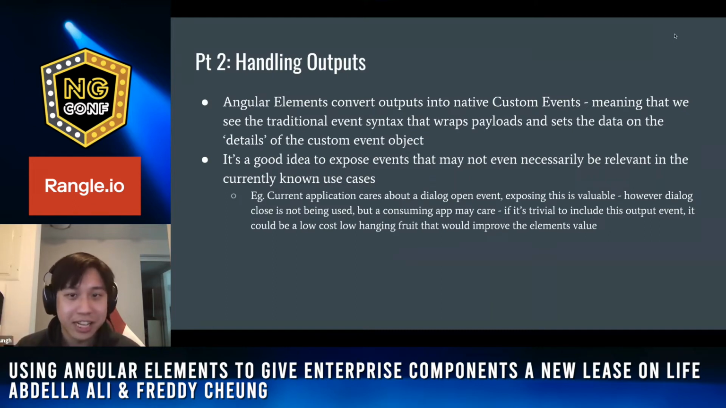It's also a good idea to expose events that may not be mandatory, or better said, may not be relevant in a normal use case. For instance, exposing a dialog open event is valuable and it's the normal use case scenario you can think of. However, while dialog close might seem irrelevant to, let's say, app A, another consumer app, let's call it app B, might care and use this to perform some sort of operation. We might find it trivial to include, but it could be a low-cost, low-hanging fruit type of thing that we could add to increase the element's value.